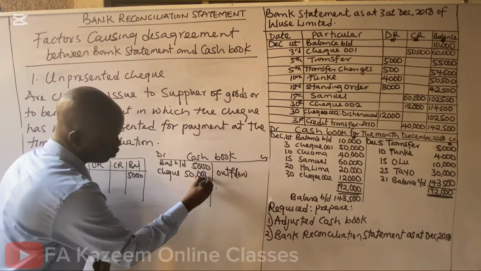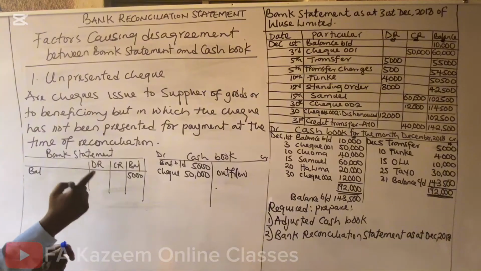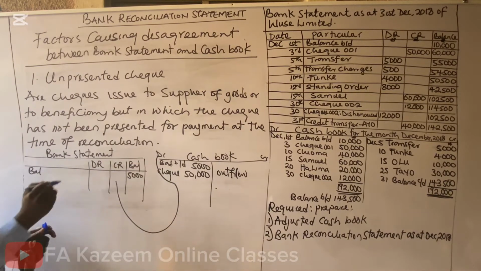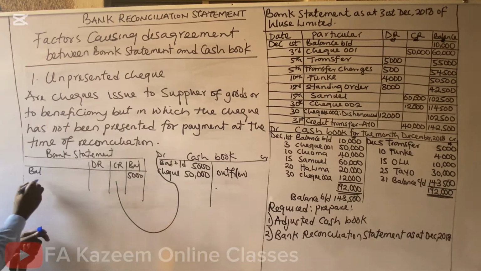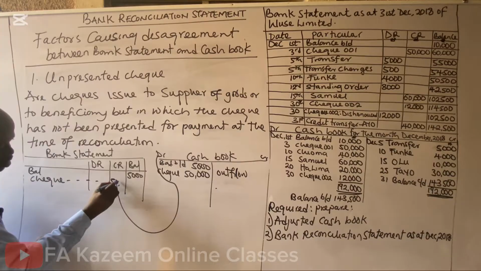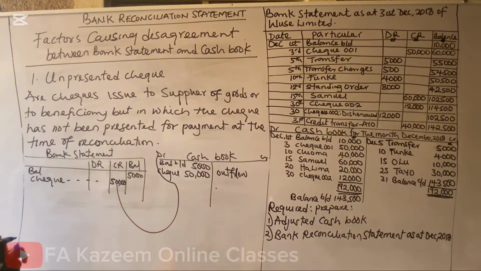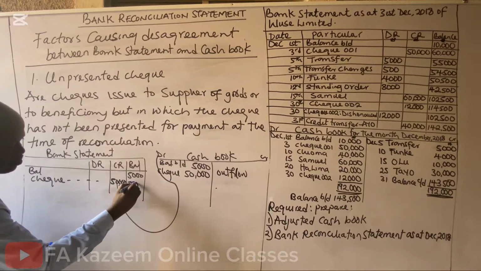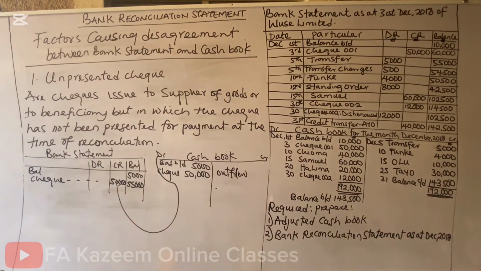Let's now assume that the customer deposits a check of 50,000 into the bank. This is an inflow. It will be on the debit side of the cash book, while the bank will record such a transaction on their own credit. Now, 50,000 plus 5,000, the bank is having a balance of 55,000.